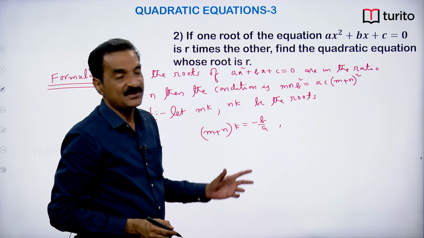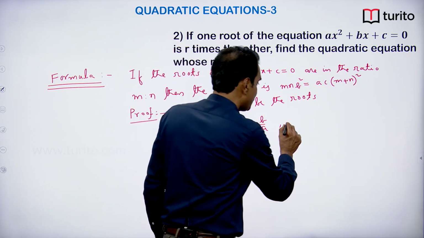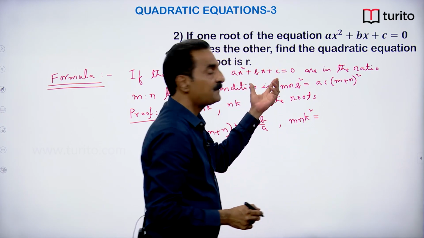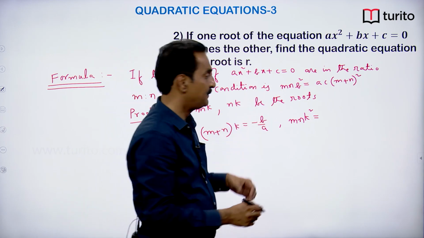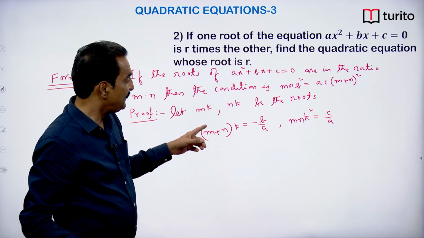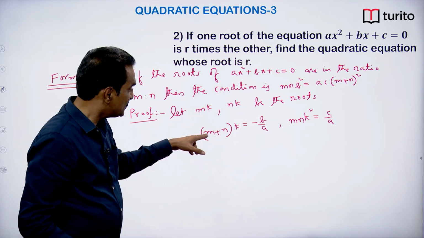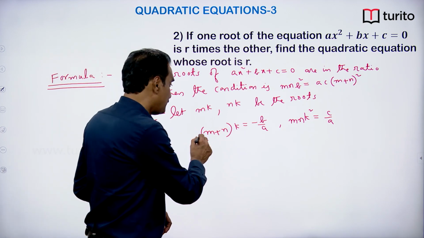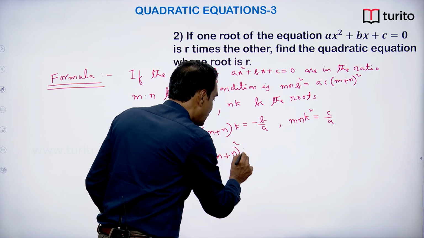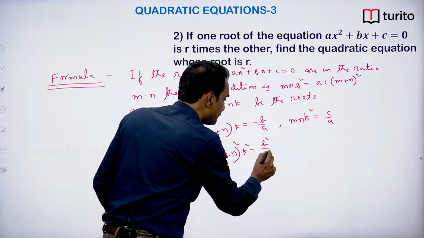and product of the roots is mk into nk is mn k square. Mn k square is, what is the formula for product of the roots? C by a. Now, if you eliminate k from these two, we will get the condition. Squaring the first equation, we get m plus n whole square into k square is equal to b square by a square.